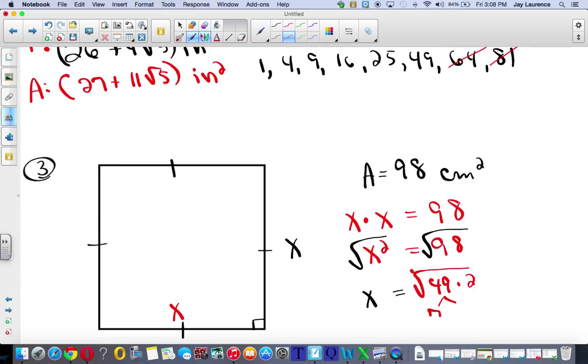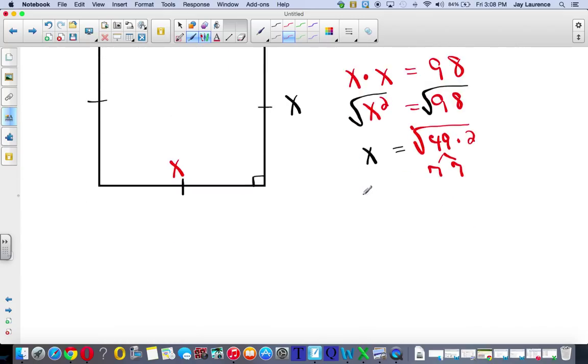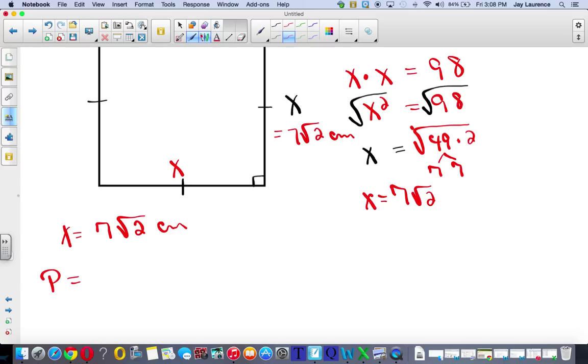Well, if you want to do the pairing thing, you've got a pair of 7s there. X is going to equal 7 rad 2. So x is going to equal 7 rad 2, and I think we're in centimeters. Well, now to do the perimeter, it's going to be easy because there's going to be 4 of those, aren't there? Since it's a square, each side is going to be 7 rad 2. So I've got a couple choices. I could do 7 rad 2 plus 7 rad 2 plus 7 rad 2 plus 7 rad 2, or I could do 4 times 7 rad 2, and 4 times 7 is 28 rad 2, and that will be centimeters.